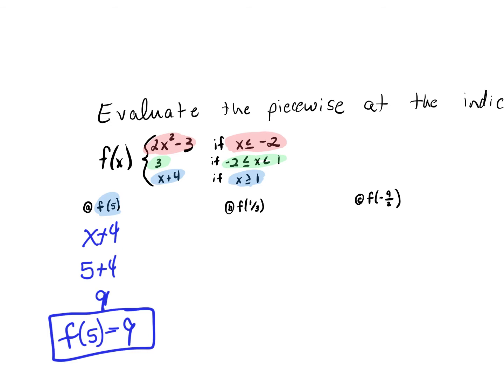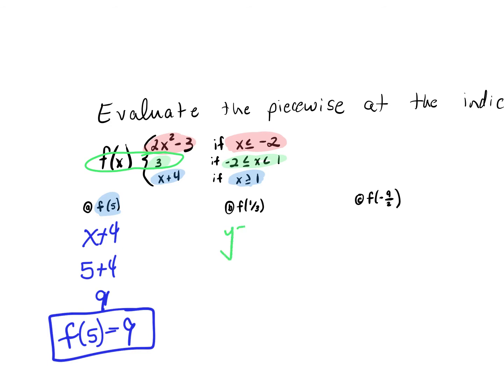So we look at the next one. I have 1/3. Where does 1/3 fall? Is 1/3 less than or equal to -2? Is 1/3 in between -2 and 1? Or is 1/3 bigger than 1? It's in between -2 and 1, right? Well, what does this say right here? Is there any place that I can plug in an x value? Is there an x for me to plug 1/3 into? Do you guys see one?